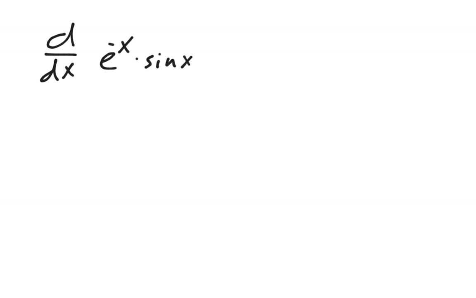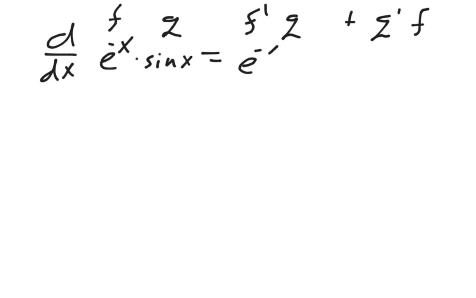And yes, e to the x plays nicely with all the other rules, such as the product rule. So if I have e to the negative x times sine of x, that's f times g. So I'm going to do f prime g plus g prime f. Let's do it. F prime is the derivative of e to the negative x, so it's going to be e to the negative x, e to the stuff, times chain rule.